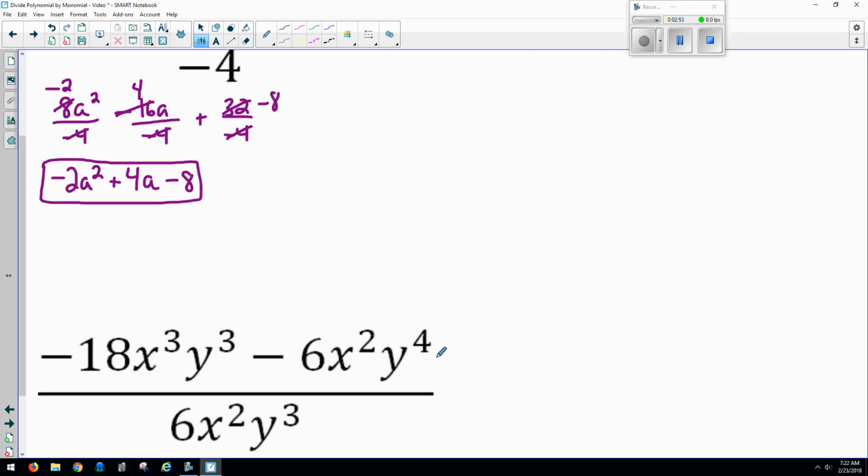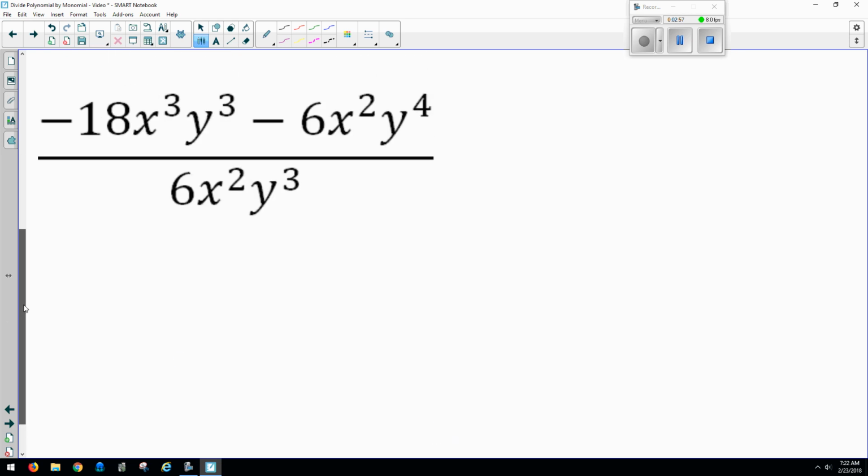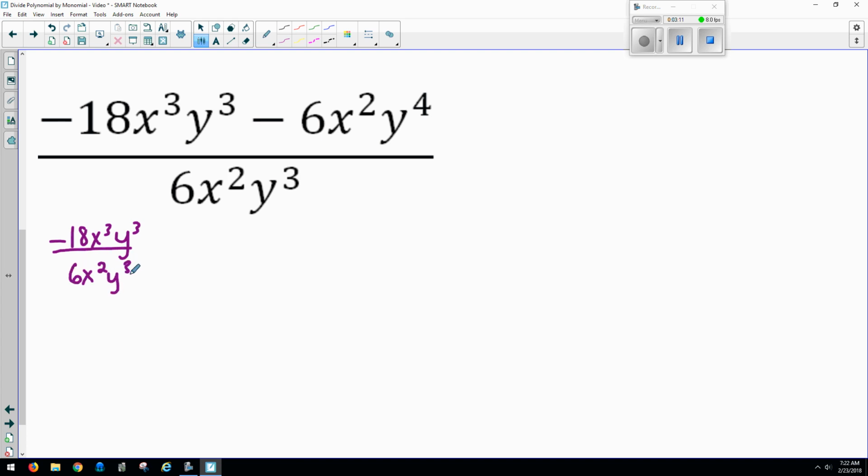Okay, let me show you one more. This one's a little bit more involved. We can handle this. So I'm going to do the first step. I'm going to rewrite. Put every single term in the numerator over the term in the denominator. And now we're going to simplify.